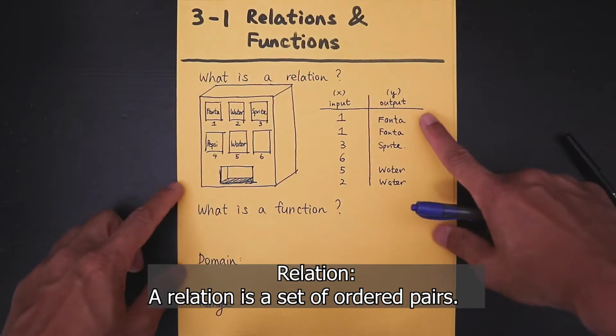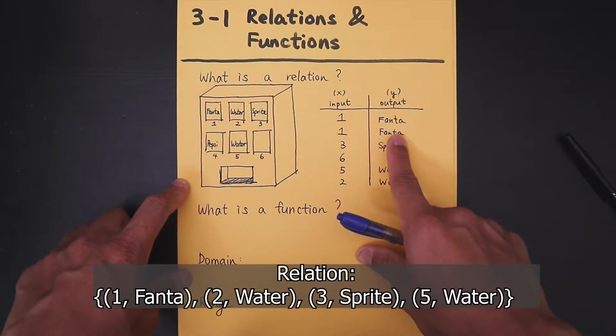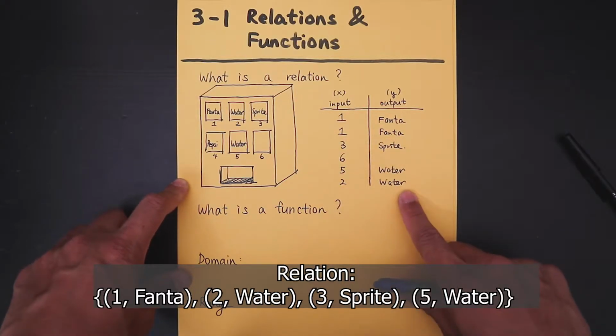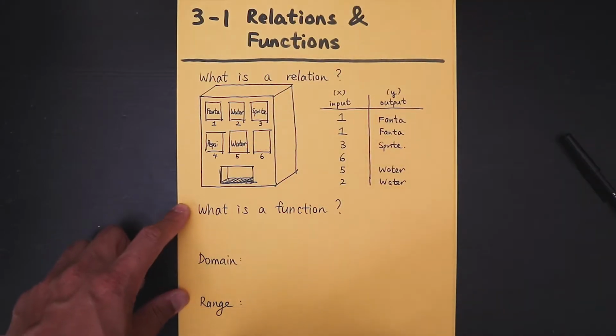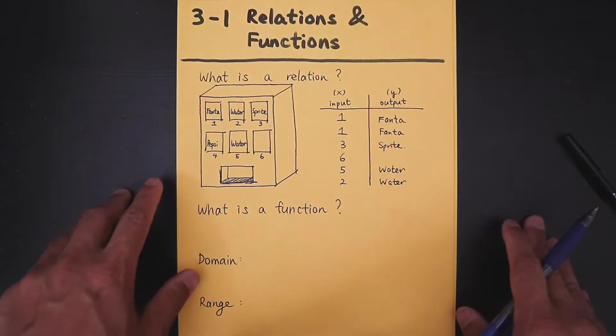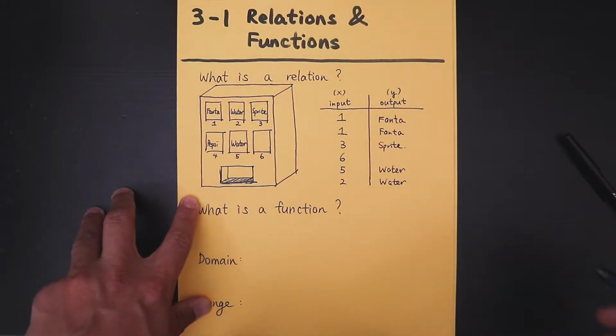And here we got 5 ordered pairs. We have 1, Fanta; 1, Fanta; 3, Sprite; 5, water; and 2, water, and that's a relation. So every single set of ordered pairs that you see in math class is a relation. Now, there are 2 types of relations: the ones that are functions and the ones that are not functions.